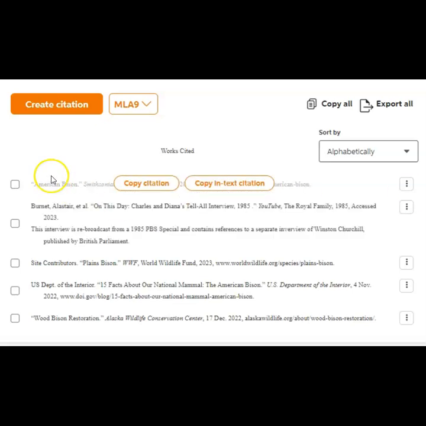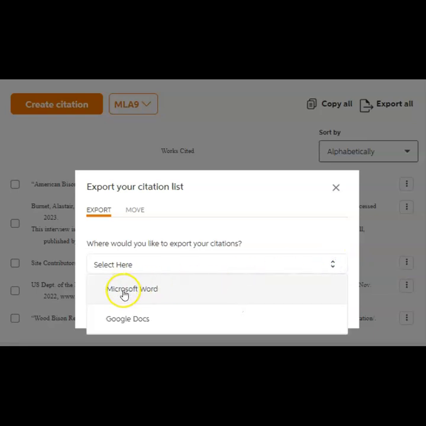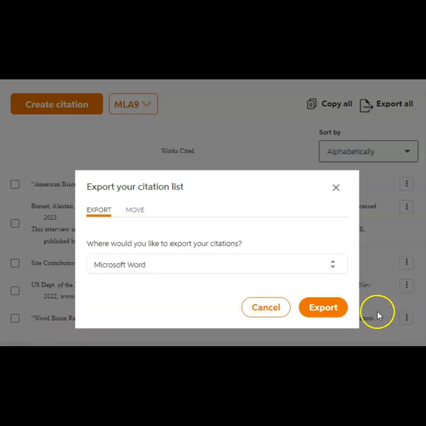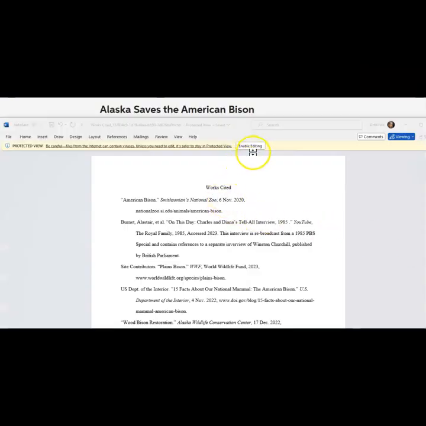Now I'm all through and this is all ready to go. And I'm going to export all. And I have a choice. I can export them as Word or Google Docs. I'm going to use Word. I click export. And you see where that download saved right up here. I open that up. I enable editing. And let's check it real carefully.